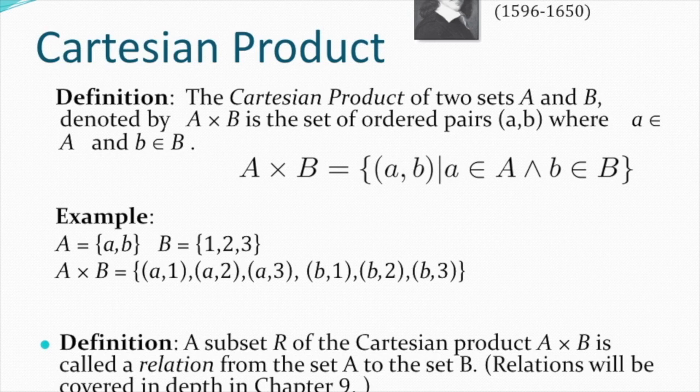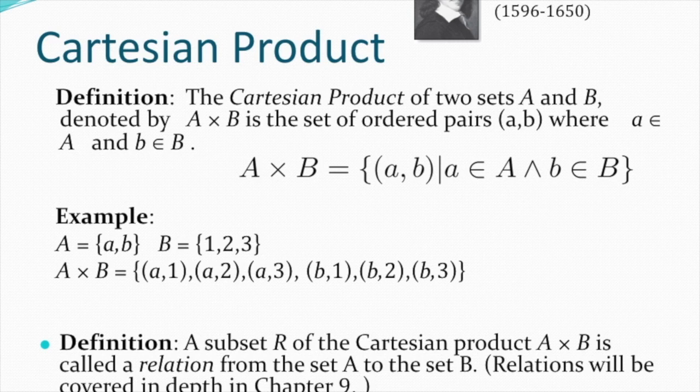Now take an example. If you have a set A capital where we have the elements small a and small b, and we have another set called B capital, which has 1, 2, 3 as elements. Now let me take one by one between both sets and I will just combine them in an ordered pair. So I will take a from A, 1 from B, a from A, 2 from B, a from A, 3 from B, b from A, 1, and so on. So b1, b2, b3.